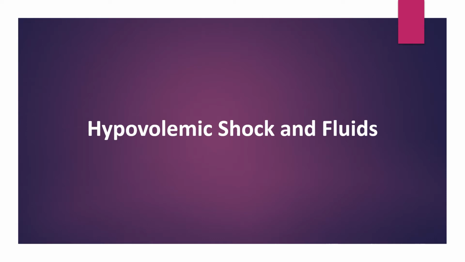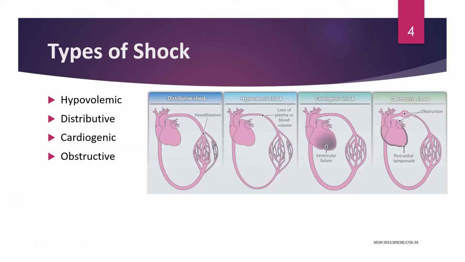So we'll first start off with hypovolemic shock and fluids. In regards to shock, there are actually four different kinds of shock. There are hypovolemic, distributive, cardiogenic, and obstructive. Usually, hypovolemic, distributive, and cardiogenic are the three most common types of shock.